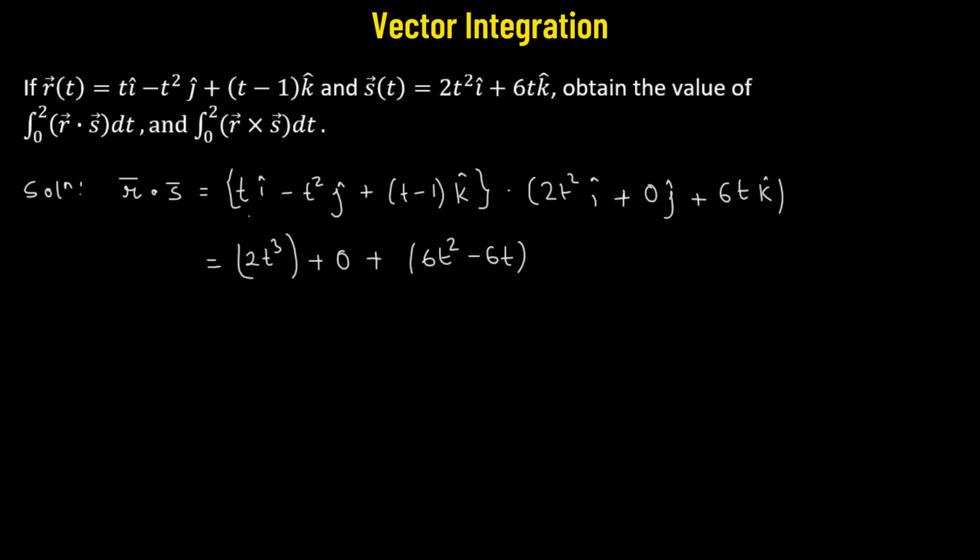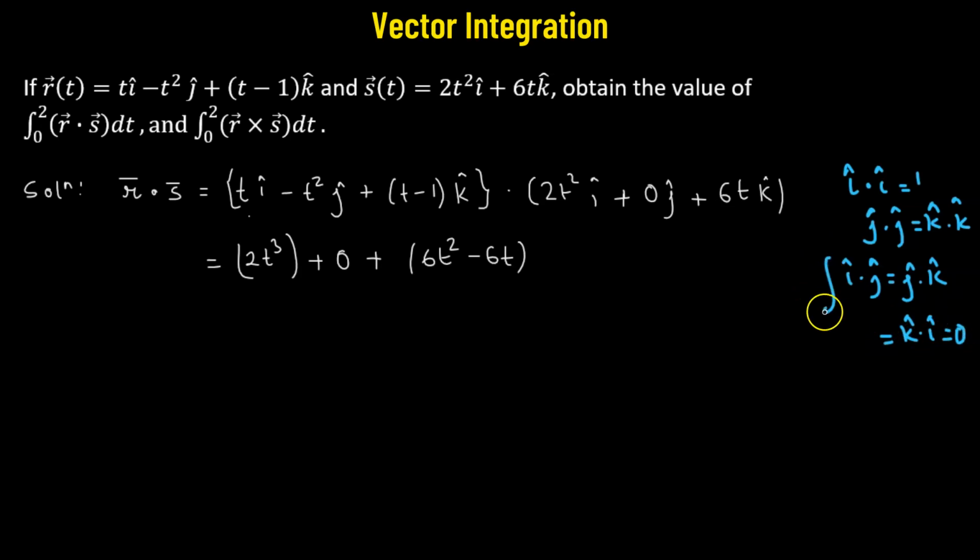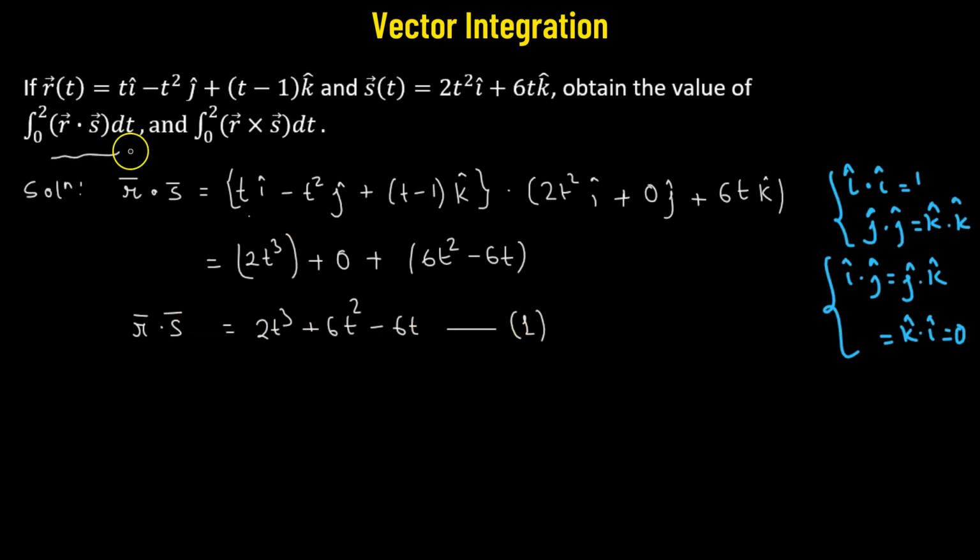Right. And here we have used the fact that i cap dotted with i cap equals 1. Same goes for j cap dotted to j cap and k cap dotted to k cap. And since they're orthogonal vectors, we have i cap dot j cap equals j cap dot k cap equals k cap dot i cap, and all of these values are going to be equal to 0. That means we finally have 2t cubed plus 6t squared minus 6t. So this is the dot product between vector r and s. Let's label this as equation number 1. We'll use it later on to find the value of the definite integral.